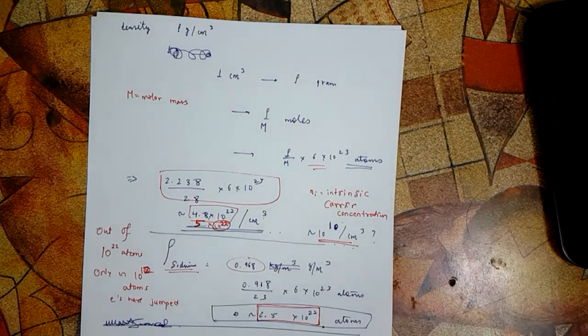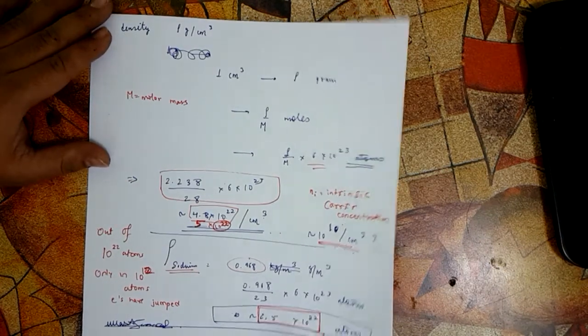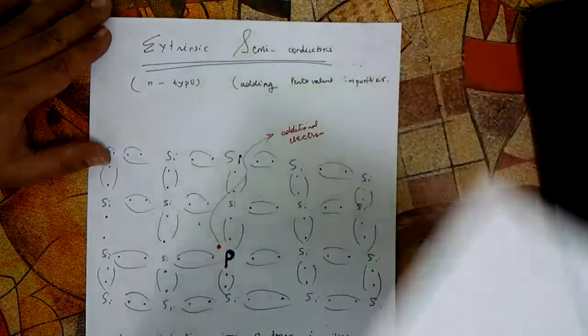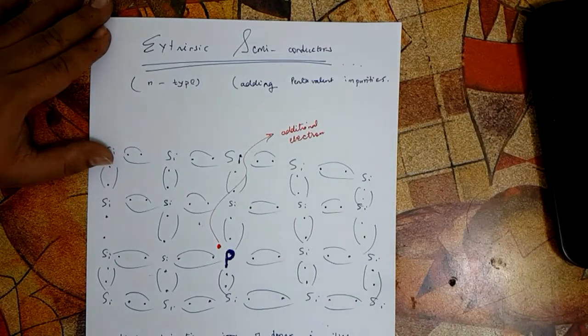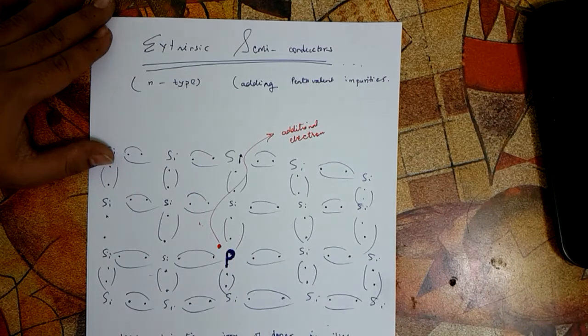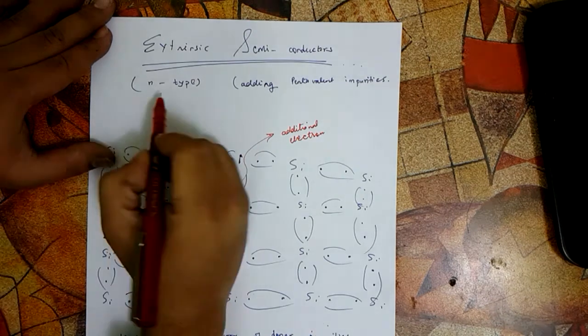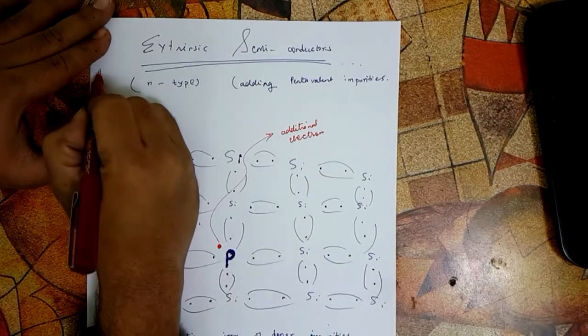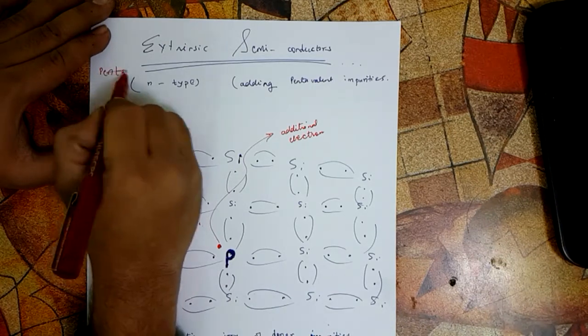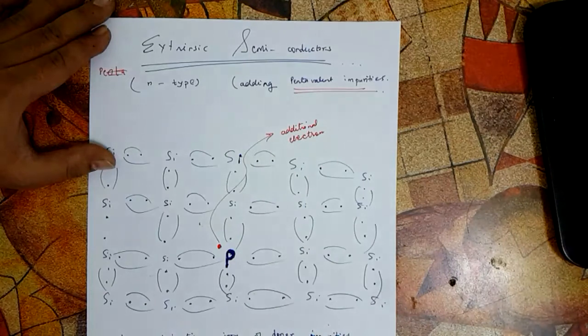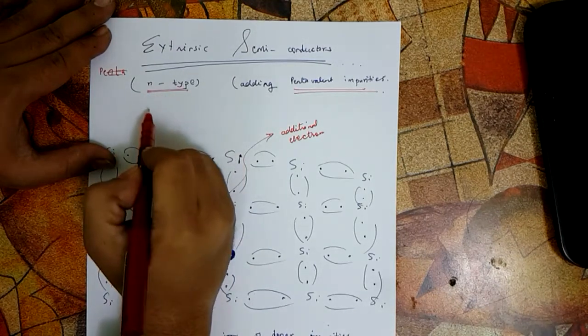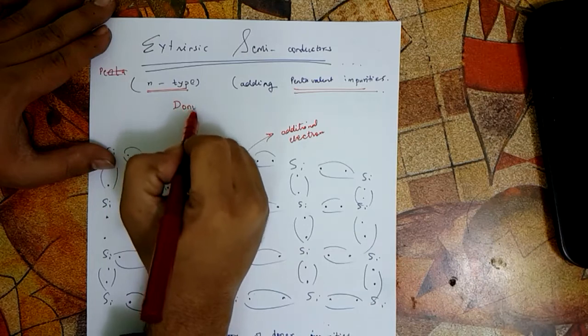So what do we do to enhance the conductivity of silicon? What we do is mix in impurities, which is called doping. Doping is adding of impurities. Impurities are of two types. Type 1 is pentavalent impurities. These pentavalent impurities have 5 electrons in their last orbit, and these are also called n-type impurities. Another name for them is donor impurities.